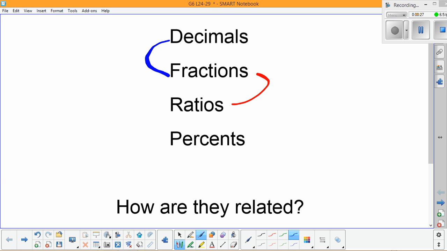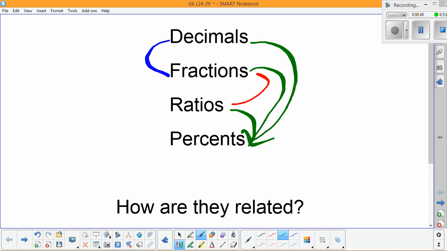And in this lesson, we're going to find a relationship between decimals and percents, as well as fractions and percents and ratios, because if they are related and one of them can relate to percents, then we can relate everything together. So let's talk about what a percent, fraction, ratio, and decimal are.